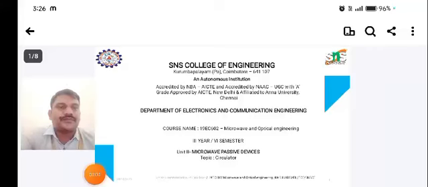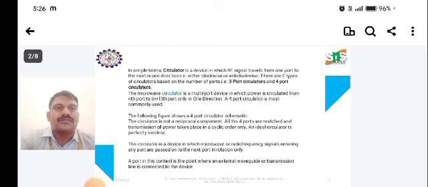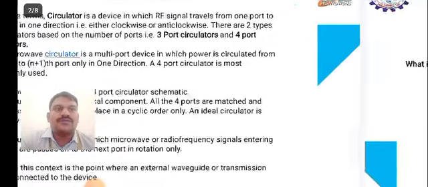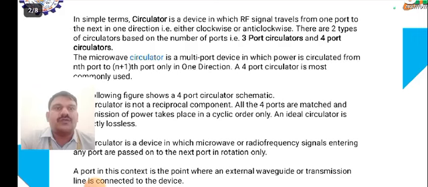Good morning. Now the subject is about microwave and optical engineering. In that we are going to see about the topic, circulator. In simple terms, a circulator is a device in which an RF signal travels from one port to the next in one direction, that is either clockwise or anti-clockwise.